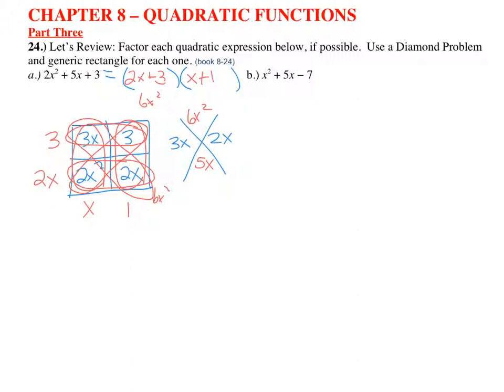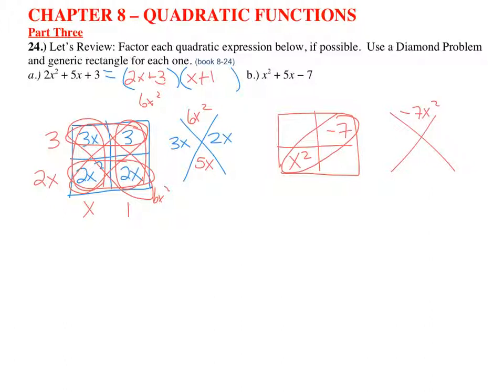So we'll do the same thing for the second example here. We'll set up our generic rectangle. We'll put the first term in the lower left-hand corner, last term in the upper right. We'll set up our diamond problem. So the product of this diagonal is negative 7x squared. So we know that the missing diagonal would have to have that same product. So our sum comes from here.